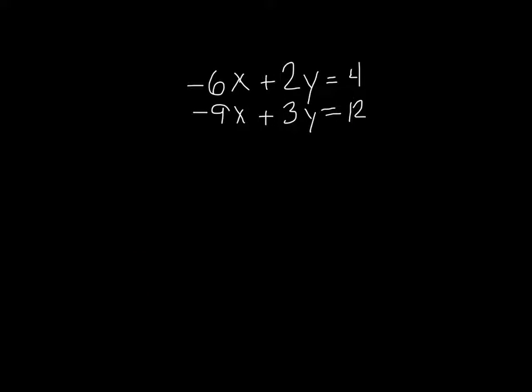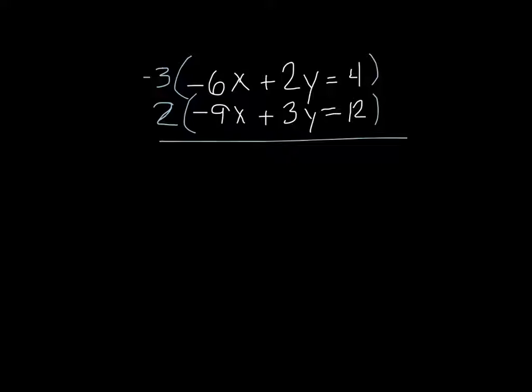Okay, so here, let's say I cancel out the y's. They're smaller numbers, so it looks easier. They both go into 6, so I'm going to make them both equal to 6, only they're both positive, so I'll make the top one negative. So I need to multiply the top one by negative 3, so that I get a negative 6y. I multiply the bottom by 2, so I get a positive 6y.